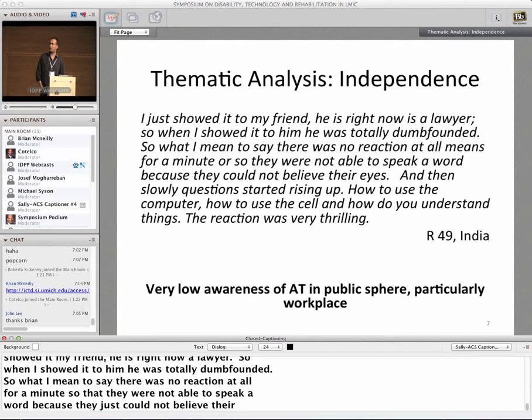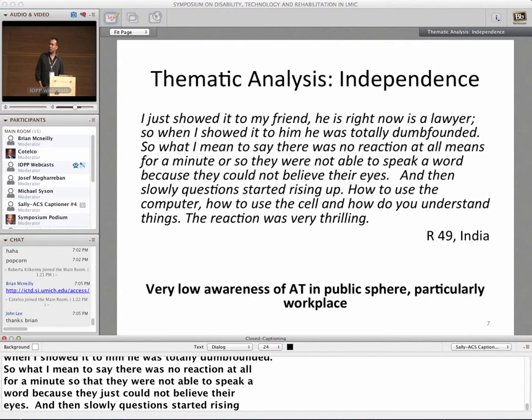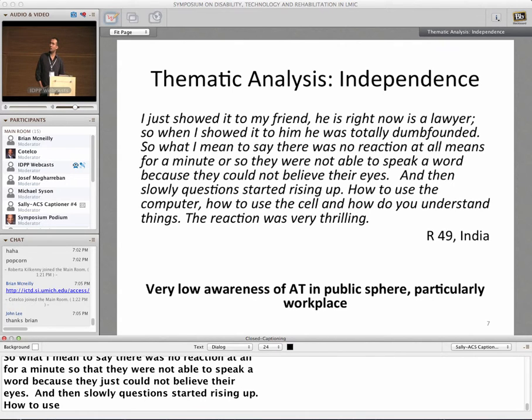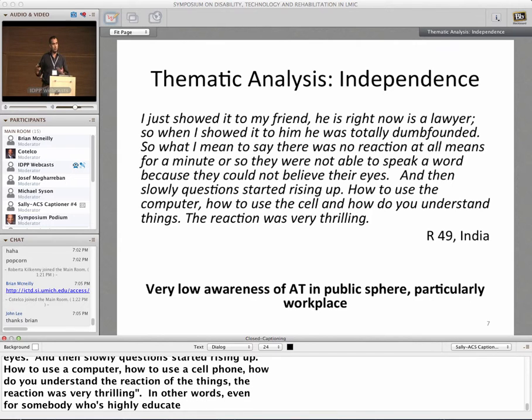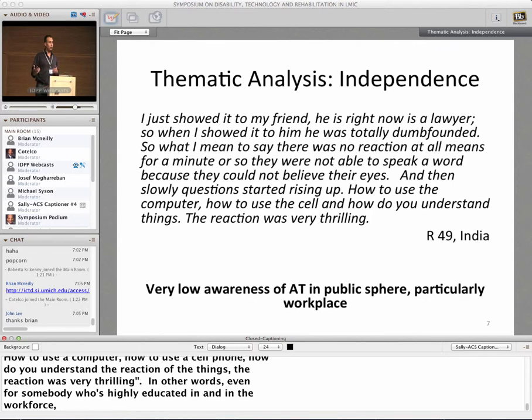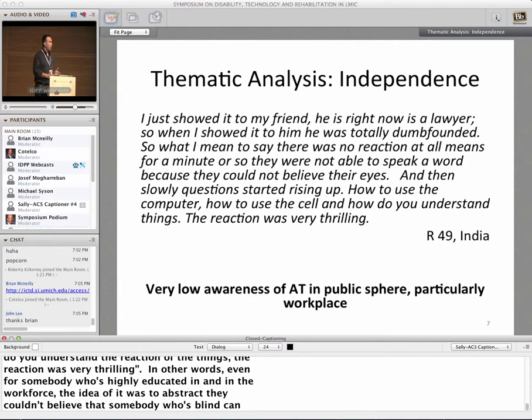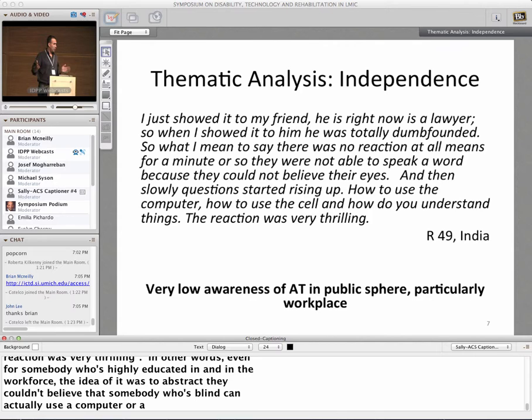And then slowly questions started rising up. How to use a computer? How to use a cell phone? How do you understand the reaction? The reaction was very thrilling. In other words, even for somebody who's highly educated and in the workforce, the idea of a screen reader was so abstract that they couldn't believe that somebody who's blind can actually use a computer or a cellular phone to have access to some kind of digital information.